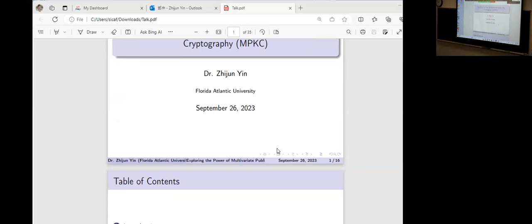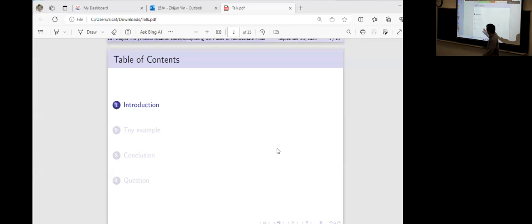So my talk will have several parts. First, we give some background introduction. Then we go through a small toy example to give you a taste of what this cryptography system looks like and how we do the encryption, how we do the decryption. And if we want to attack the system, what kind of thing we can do. And in the end, we will have a conclusion and have like 5 minutes question section. So in case you have questions, we have time reserved for question session.